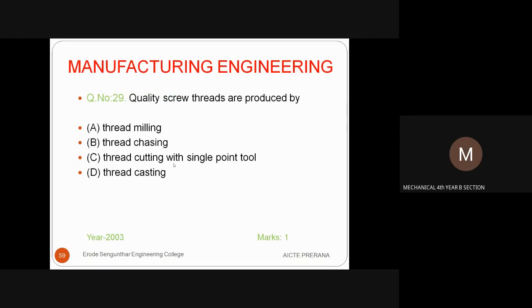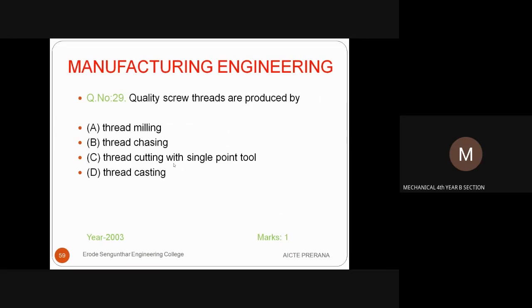So next is question number 29. Good quality screw threads are produced by what process? We have the options: thread milling, thread chasing, thread cutting with a single point tool, and the last option is thread casting. In the milling process, we cannot make threads. It is very tedious. It is not possible also.